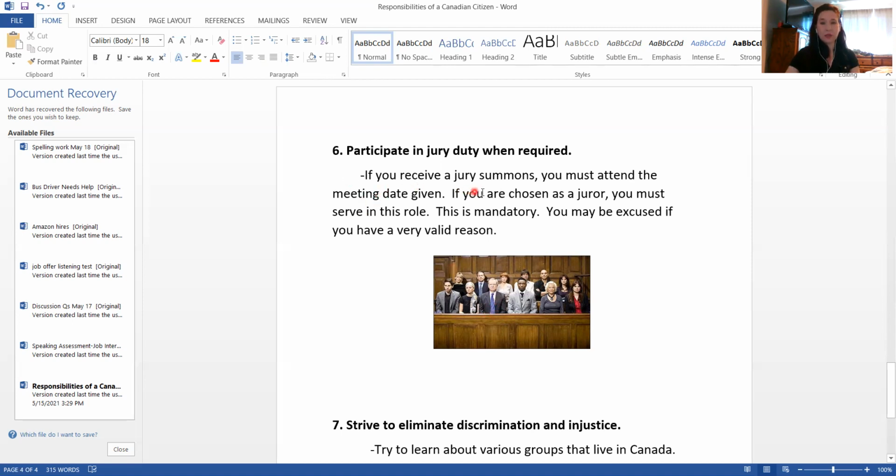If you receive a jury summons, you must attend the meeting date given. If you are chosen as a juror, you must serve in this role. This is mandatory. You may be excused if you have a very valid reason. So jury duty is one of the responsibilities that is mandatory. You cannot say, no, thank you, I'm not interested.